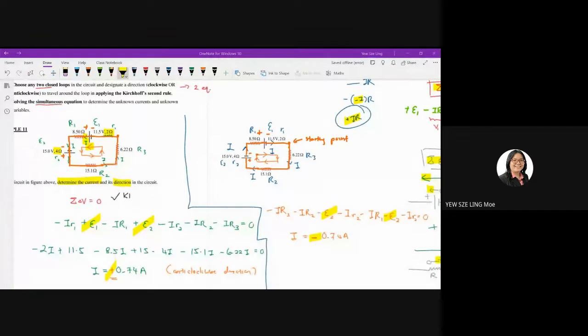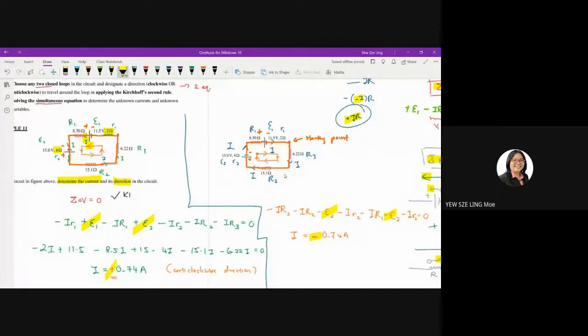Kamu sentiasa kena tunjuk diagram sebab kamu nak tunjuk pemeriksa arah yang kamu pilih. Kalau kamu tak tunjuk diagram, pemeriksa tak tahu arah yang kamu pilih, dia akan anggap kamu dapat jawapan yang salah. Alright? So kamu kena tunjuk pemeriksa arah yang kamu pilih dalam diagram kamu.